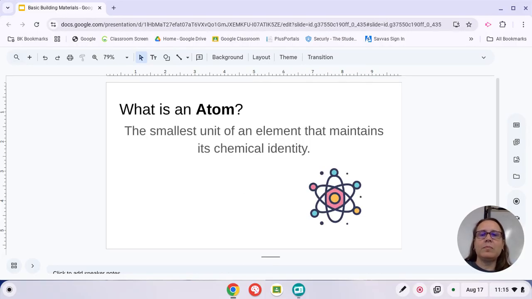What is an atom? It's the smallest unit of an element that maintains its chemical identity. So if you start breaking up the atom into even smaller particles, which we do know that an atom can be broken into, if we do that, it's not the same thing anymore. So to maintain that chemical identity of that substance, the atom is as small as you can go.